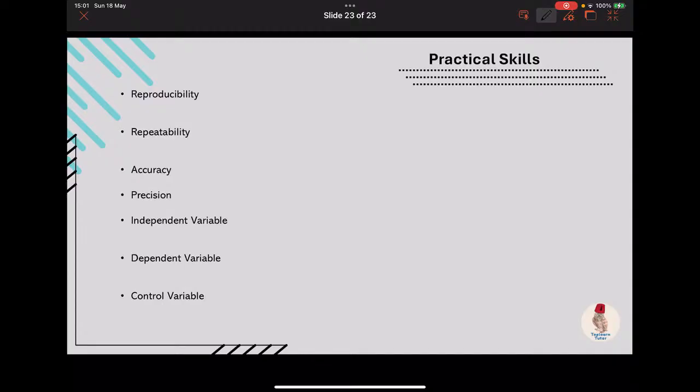Now, the practicals carry 15% of the marks in the AQA exams, and usually it will just be these points here, just adapted to a certain practical. So let's say you have any practical. Now the reproducibility is, can anyone reproduce the practical with different apparatus but the same method?